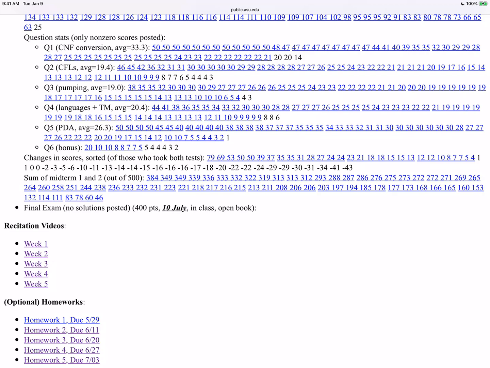Wait, so you remember how you said the final's going to replace the grade? It'll replace it if it does better. So are you saying it does better by the score, or percentage-wise, by the average? Yep, percentage-wise.